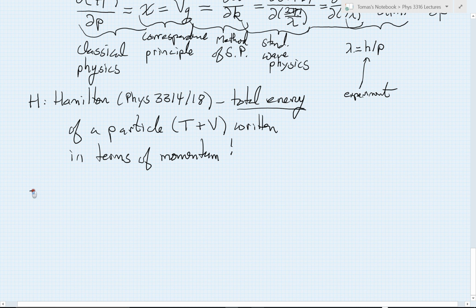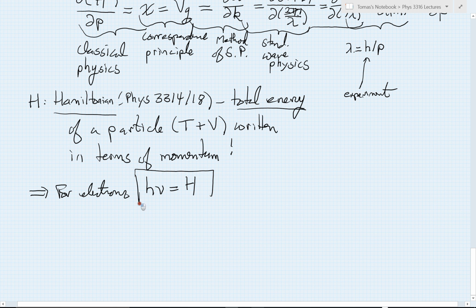So the conclusion of all of this is that for the electrons, we now know what h nu is. It's equal to the Hamiltonian of the system, with the Hamiltonian defined exactly as I have defined it up here. Now, I'm sorry, that's a little bit sloppy. The Hamiltonian is so important, I want to get it written down just right. So h nu equals H. Beautiful. Okay.